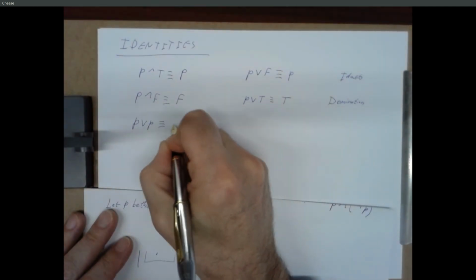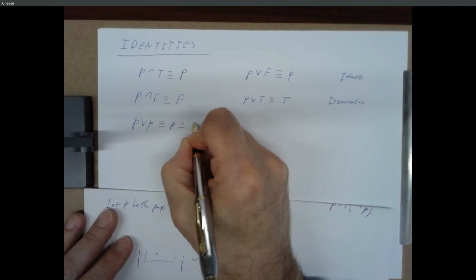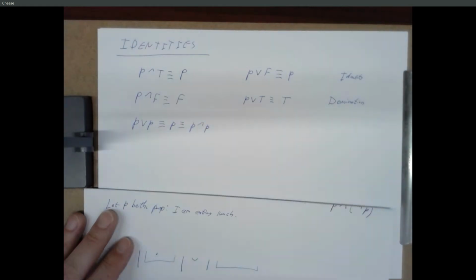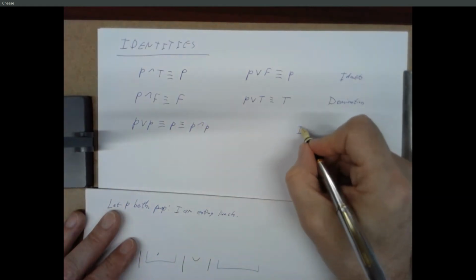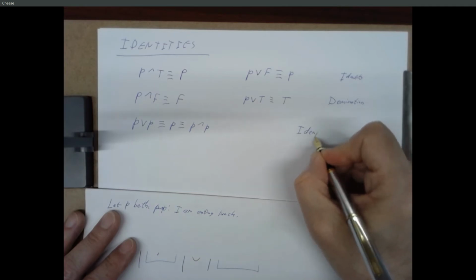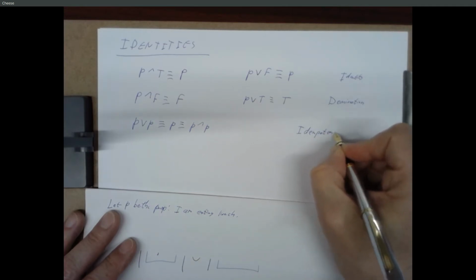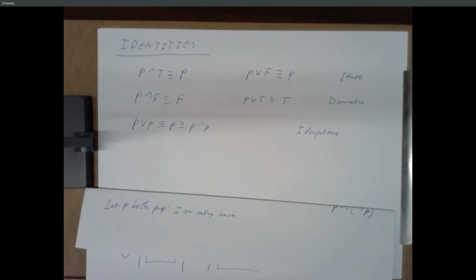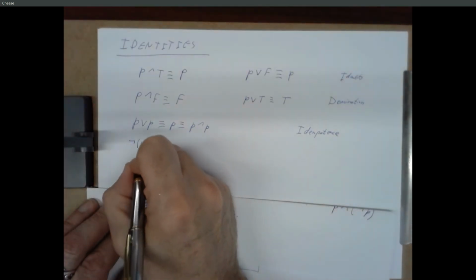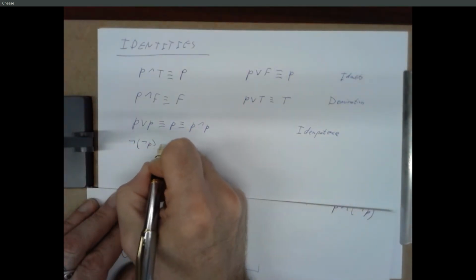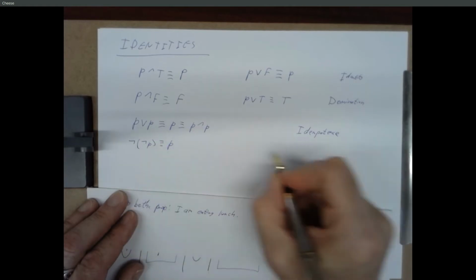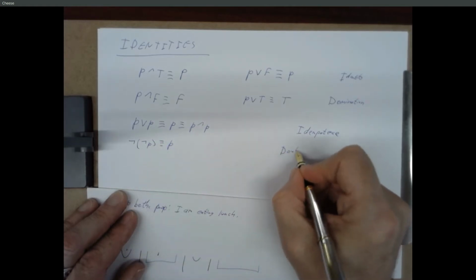P or P is logically equivalent to P, which is logically equivalent to P ANDed with P. That's a property called idempotence. Negation of the negation of P is logically equivalent to P. That's double negation.